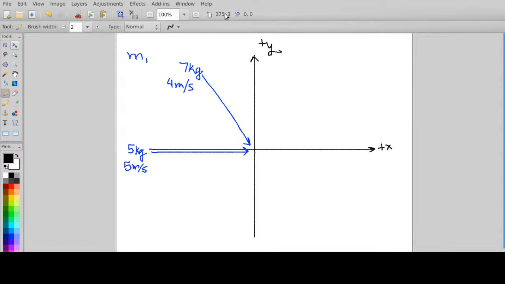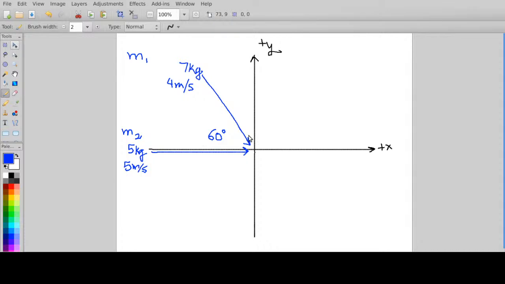What you're seeing here is M1, and I didn't label M2, but this is M1. It's a 7 kilogram mass traveling at 4 meters per second. And this one over here is M2, and let me save that so I have it for later. M2 is 5 kilograms moving at 5 meters per second. And I forgot to put the angle in there. Let's put this angle right in here. This angle is 60 degrees. Okay, there we go. Let's save it again.